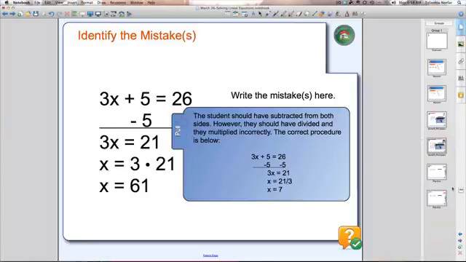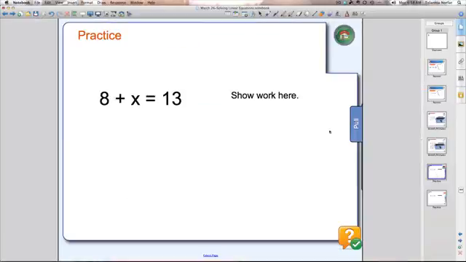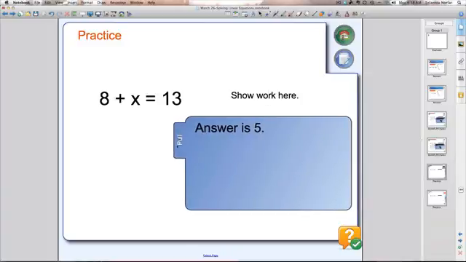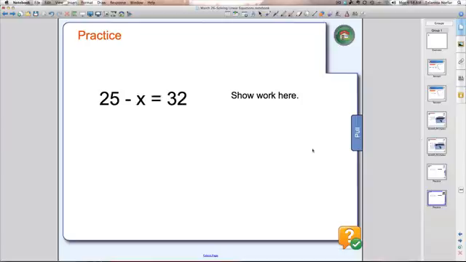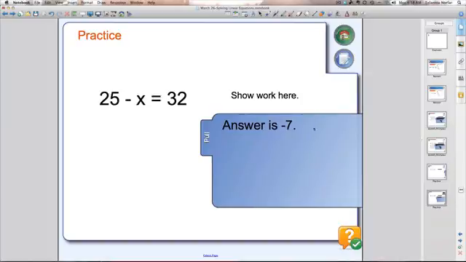Okay, now it's your turn. Show your work right here. And again, unpause the video to see the answer. You got it if you said the answer is 5. And now again, show your work right here. And unpause the video to reveal the answer. This was a trickier one. Yes, the answer is -7.